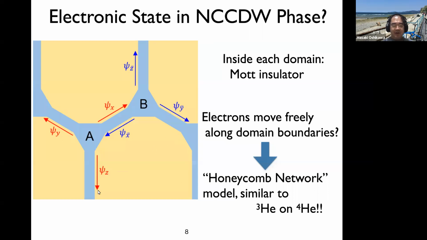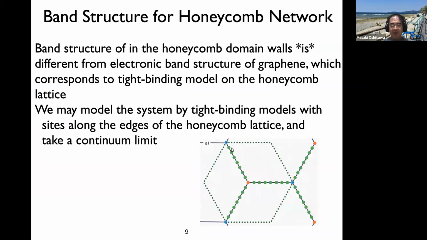So if we take a very simple view, then we can build an effective model for the electron degree of freedom in this NCCW phase. That is electrons moving just along the domain walls, one-dimensional segments, and then scattered at the junctions. So this gives us electrons on a honeycomb network. At first, we can try to understand what happens in a free electron system on this honeycomb network.